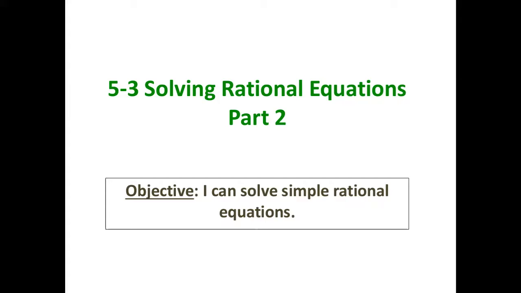So today we're going to be looking at part 2 for solving rational equations. So far we've not had any extraneous solutions. They've all been valid, but today we're going to have extraneous solutions. Okay? So our objective says I can solve simple rational equations. We will be looking at extraneous solutions though today. So let's go ahead and get started.